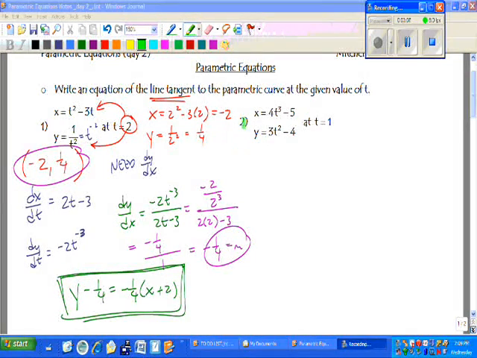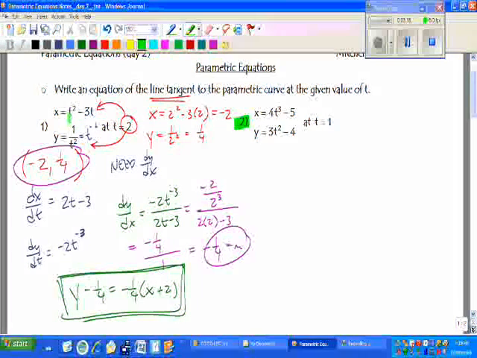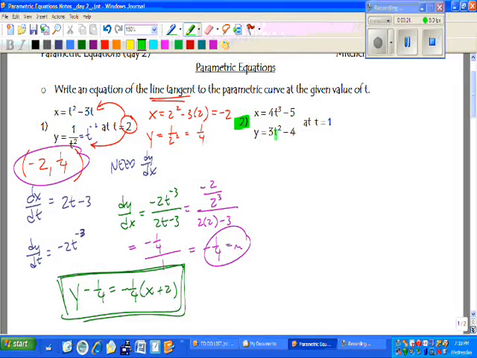Alright, I'd like you guys to go ahead and try number 2. This one's going to be pretty similar to number 1. First start by putting your t-value in to find your ordered pair. Then you can find dy dx, finding dx dt, dy dt, and then finding the slope by putting 1 in for that dy dx and writing your equation. So go ahead and start that now.